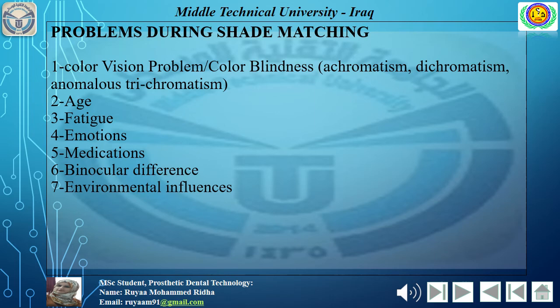Also, medication, the abuse of drugs or alcohol or caffeine will affect not only judgment but also color perception. Lastly, environmental influences, such as the background and surroundings, can affect the saturation and hue perceived. Patients' complexion and makeup and even reflection from the operatory equipment can influence the shade determination.